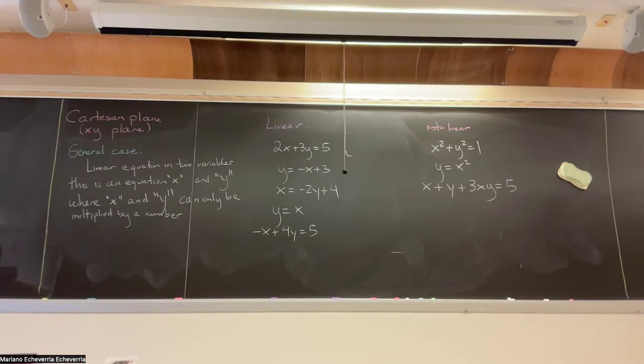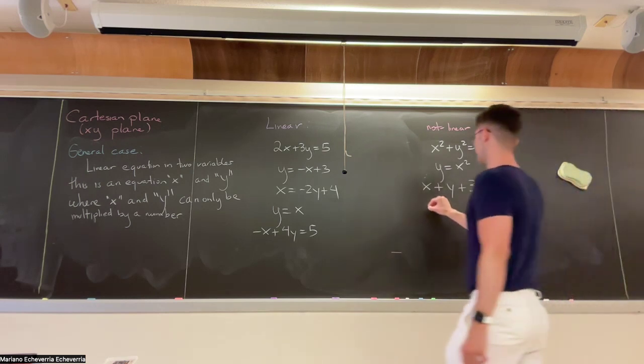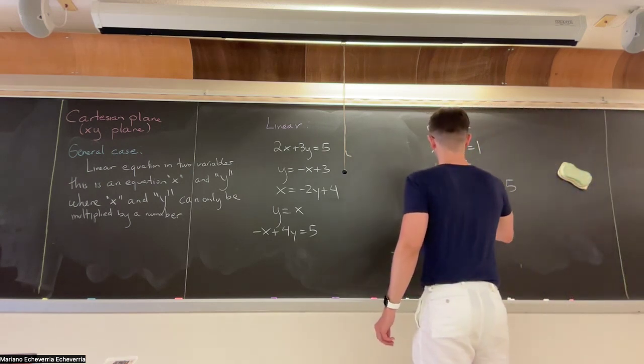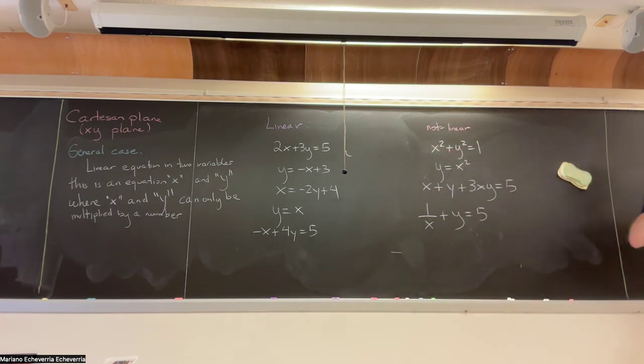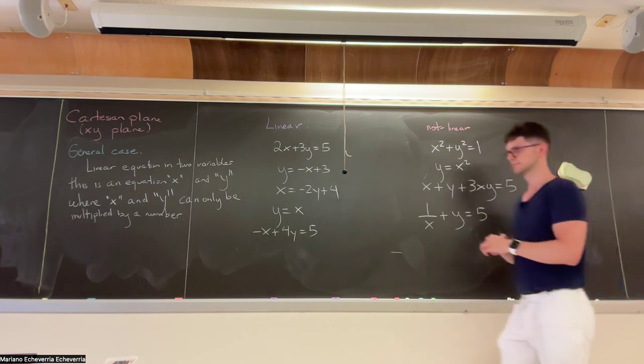And so anything that involves a higher power of x is just bad to begin with. Something like this also, that also wouldn't be linear. So there are tons of things that you could write that are not linear.